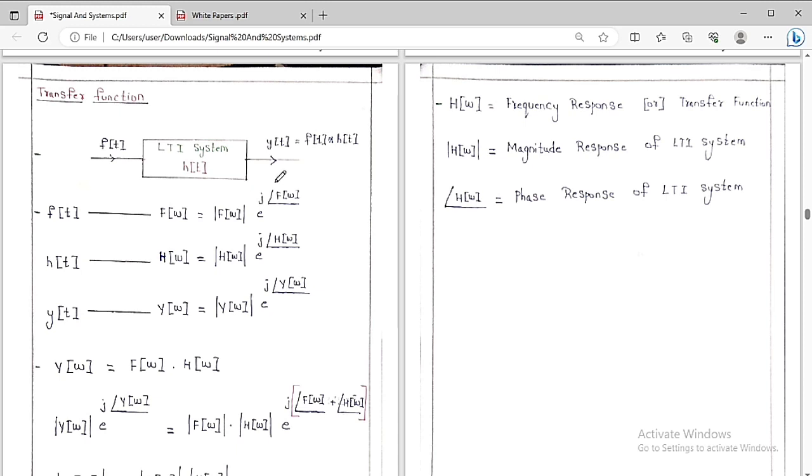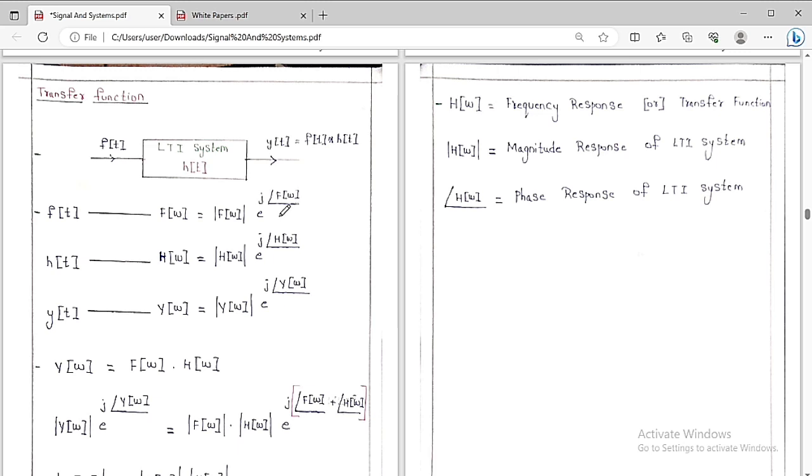If the input is f(t), then what is the output? The output y(t) is f(t) convolution h(t), as you can see clearly here. Therefore, for this LTI system with impulse response h(t), if the input is f(t), the output is f(t) convolved with h(t).